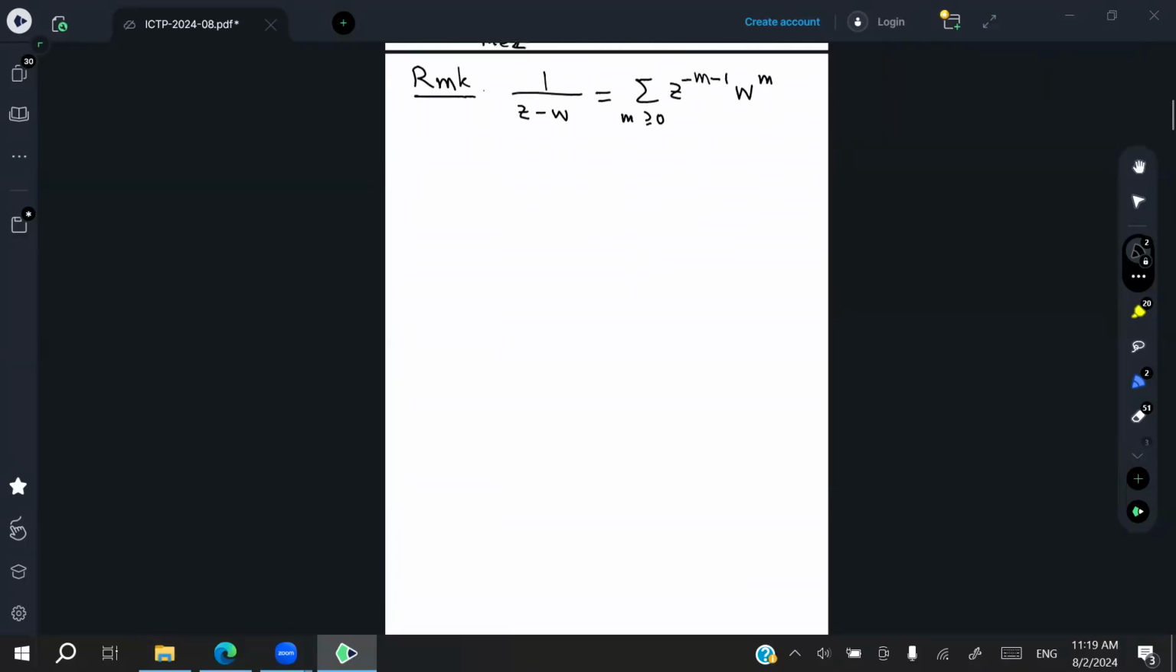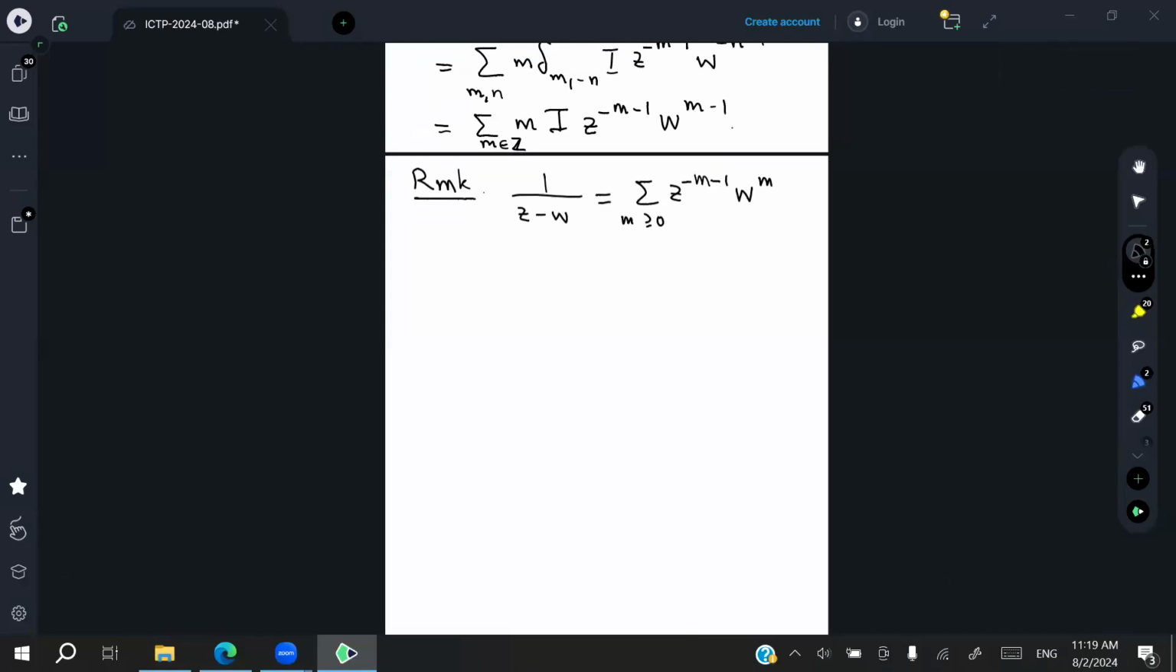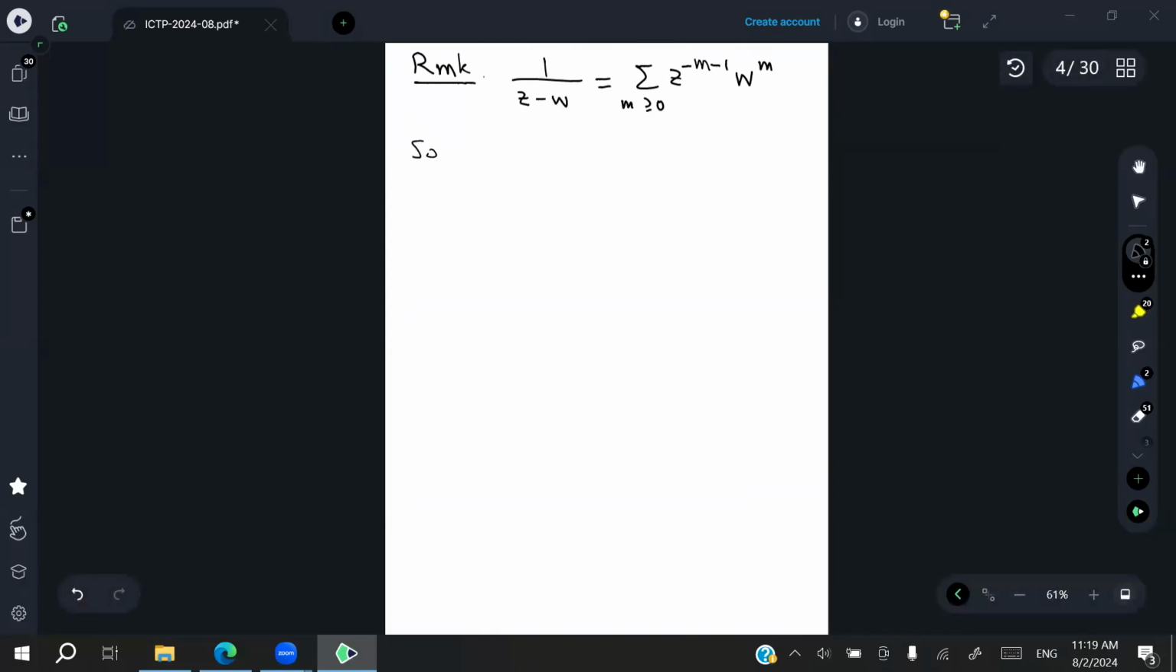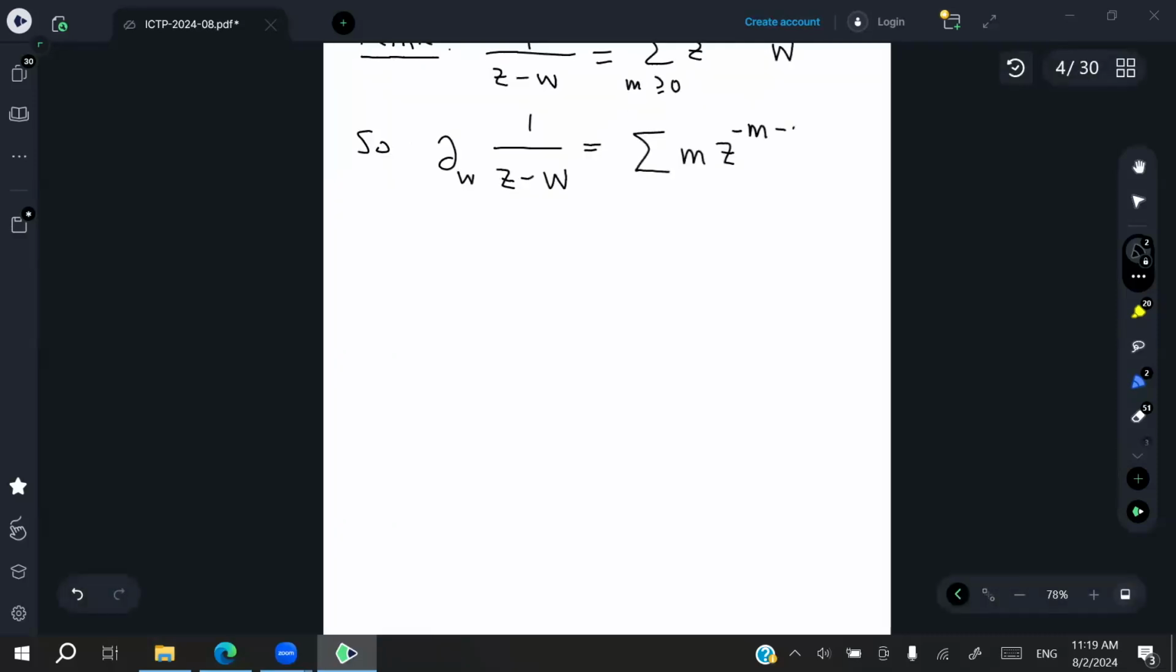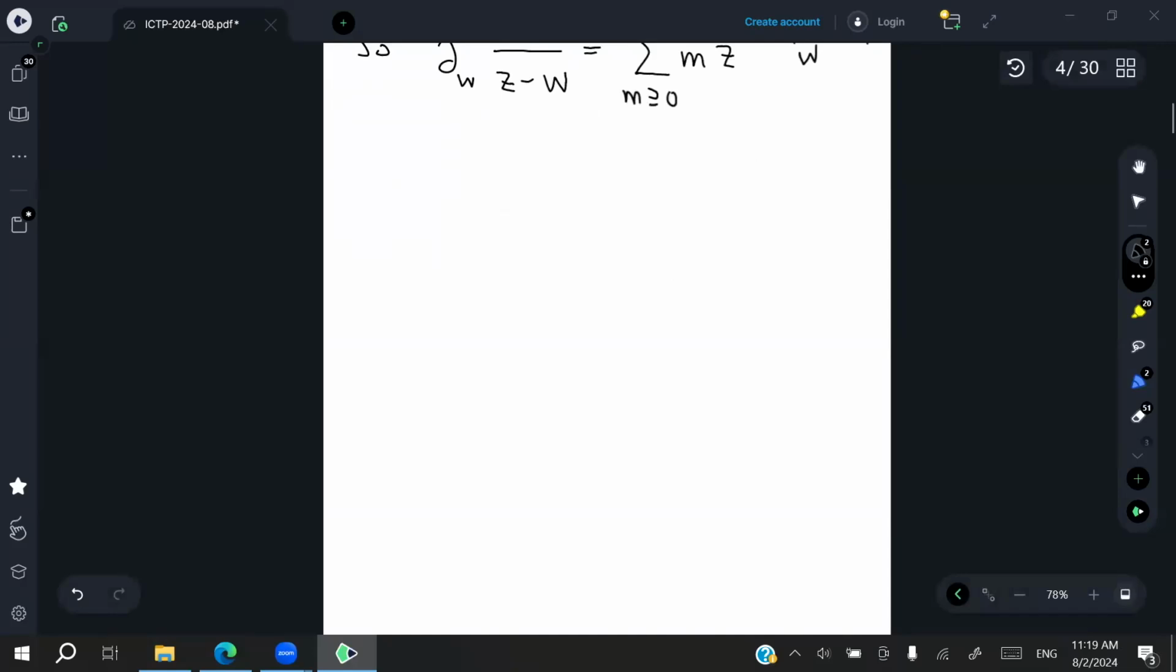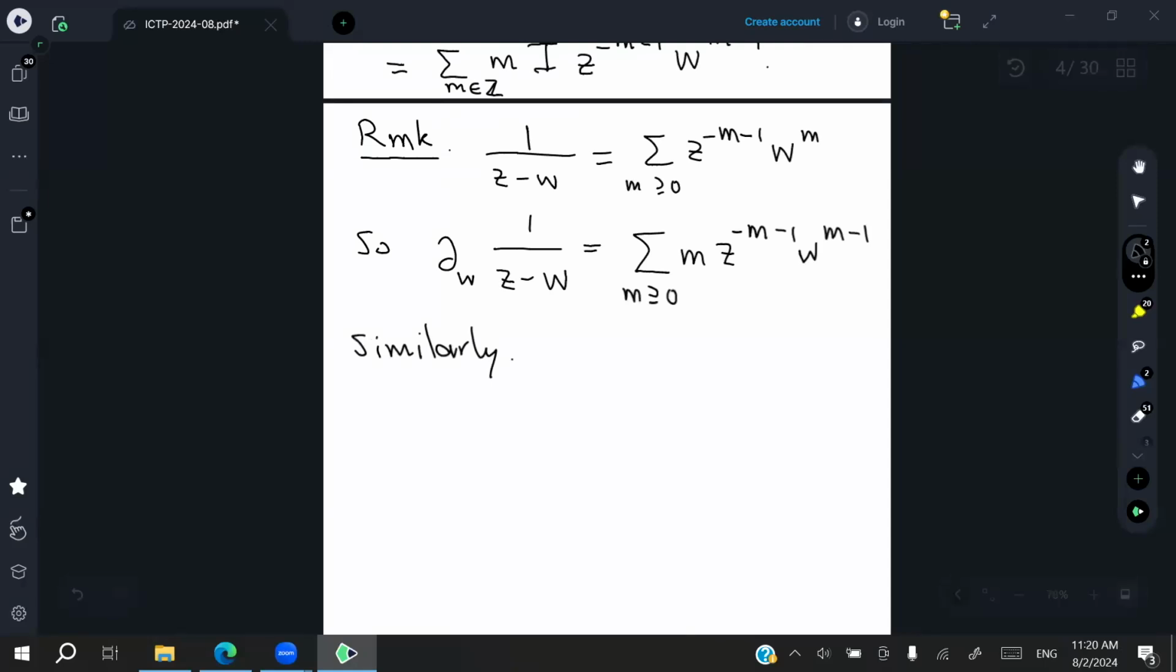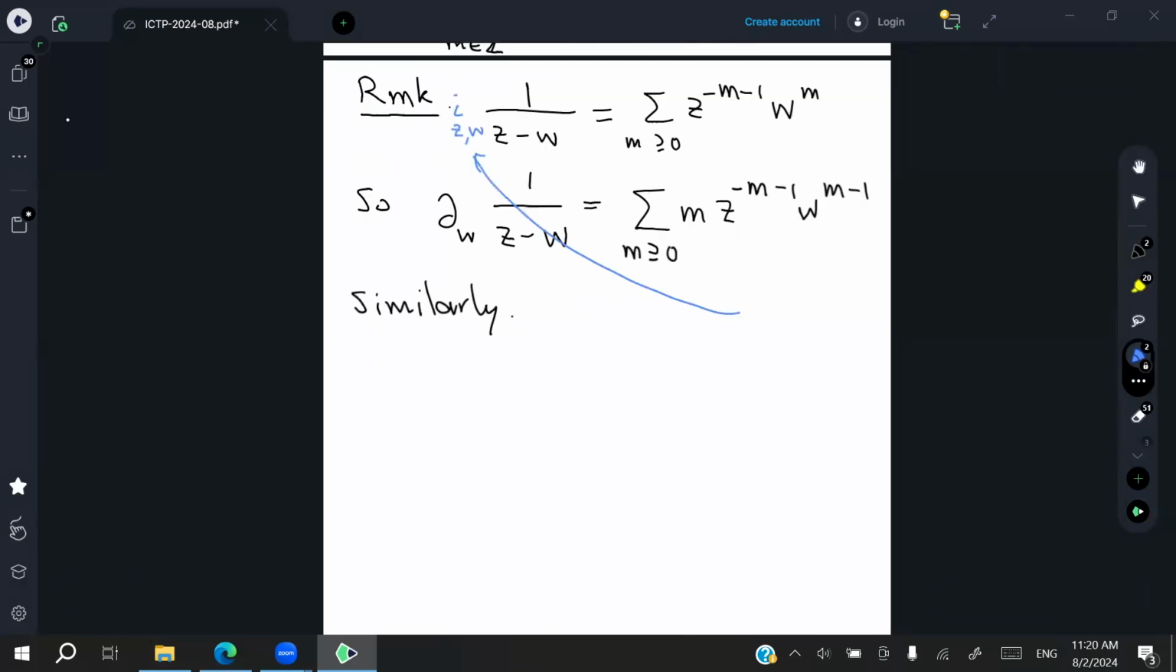And similarly, well, actually, how to get exactly this sum? So we see that here we've got z to the minus m minus 1, that's right. But instead of w to the m, we got m times w to the m minus 1. So actually, we should take the derivative with respect to w of this series. So I might put a little symbol here, i_{z,w}, to indicate that here I was expanding in positive powers of w.